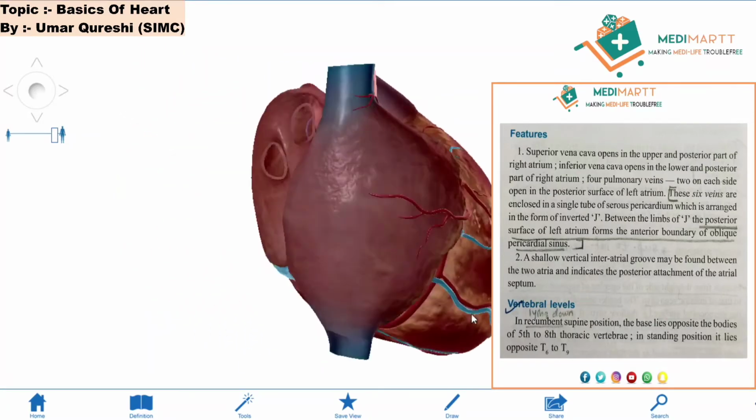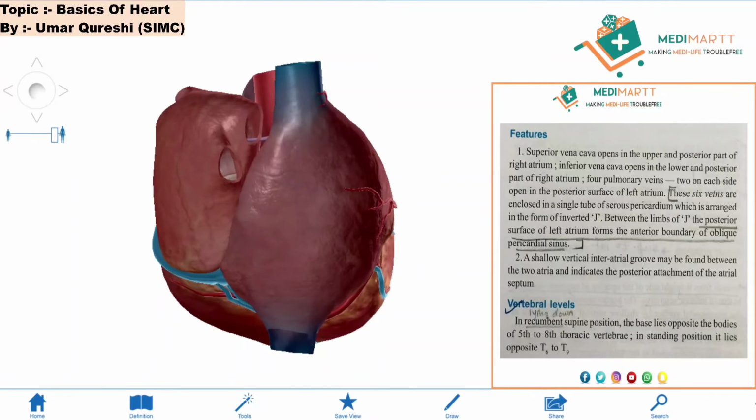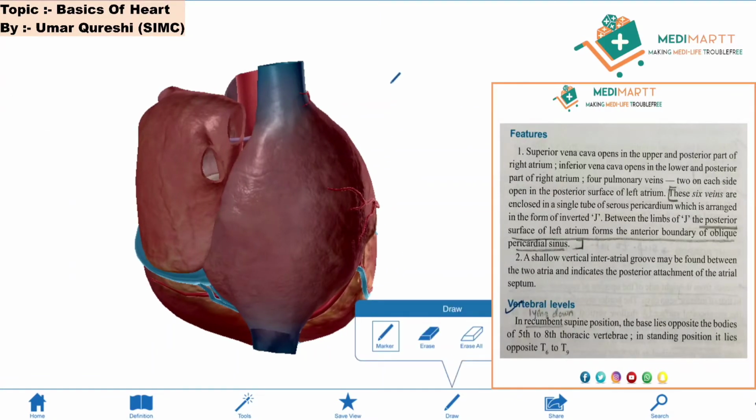As we all know, this is the base at this position. What A.K. Datta is trying to say in his first point is that the superior vena cava opens in the upper and posterior part of the right atrium. So this is the superior vena cava and this is the posterior part. Then the inferior vena cava opens in the lower and posterior part of the right atrium.